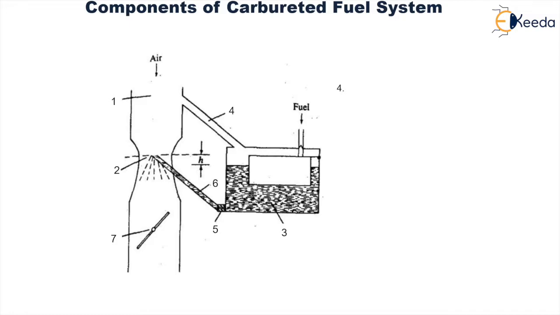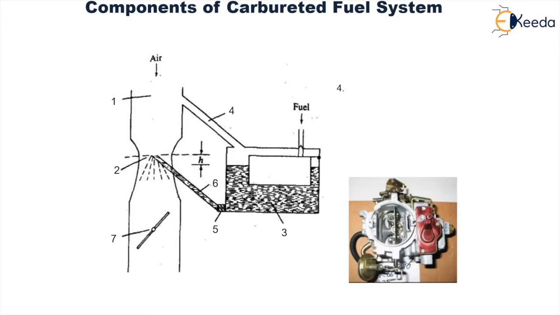Then you have point number 4, which is the pressure equalizing pipe. Then you have point number 5, which is the pre-calibrated orifice. You have point number 6, which supplies the fuel, and point number 7, which is the throttle. This is an example of a carburetor. The previous one is the diagrammatic representation. This is an actual photograph of a carburetor. Number 1 is the inlet, the point from which air is drawn inside the carburetor.